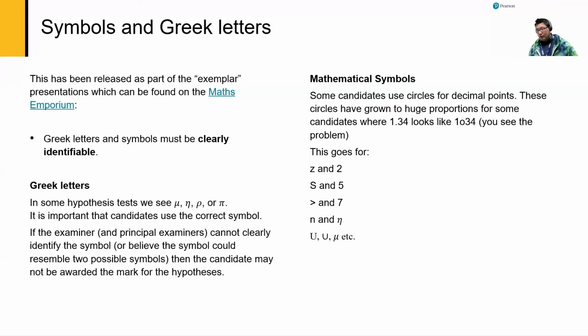This goes for commonly used symbols. Z and 2 are very easy to get mixed up. S and 5 is another one. Here's one that usually gets confused with the greater than symbol and the number 7, and that one gets used quite a lot. N and eta is another one. The capital U, the union symbol, mu, and anything that looks like a U. If it doesn't look like what it's supposed to, then the candidate may not be awarded the full marks for that. So please make sure that your students get the practice at making sure that the symbols are legible.